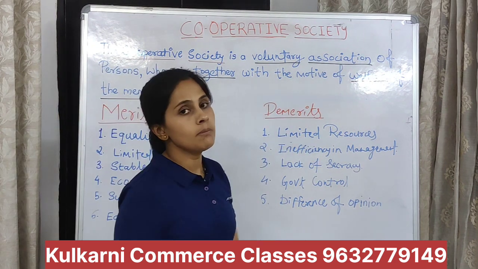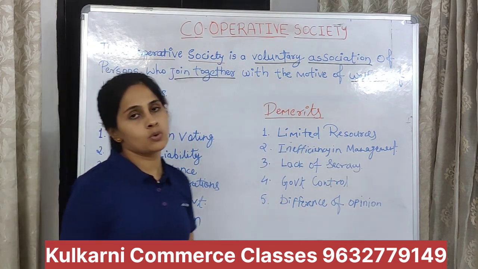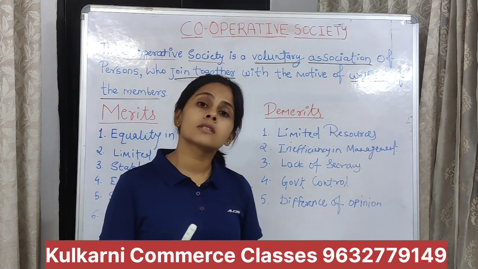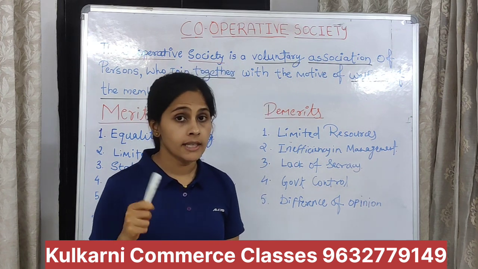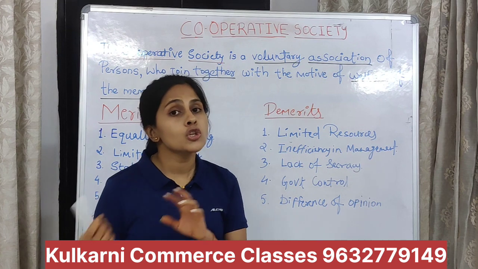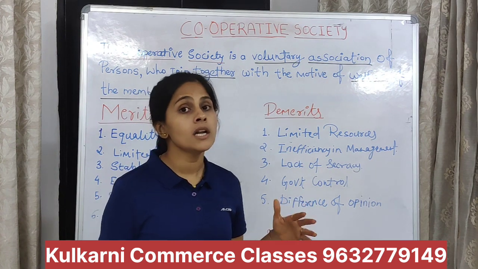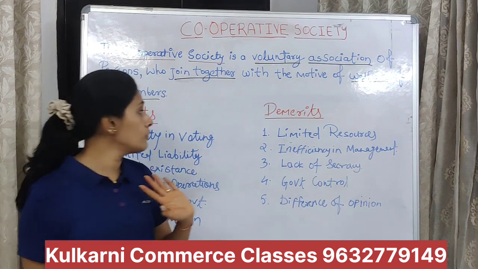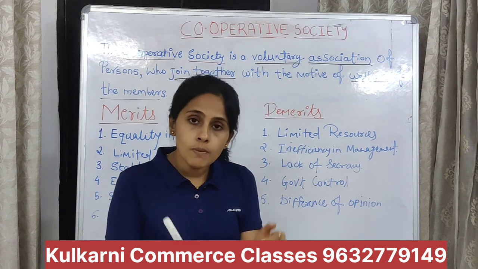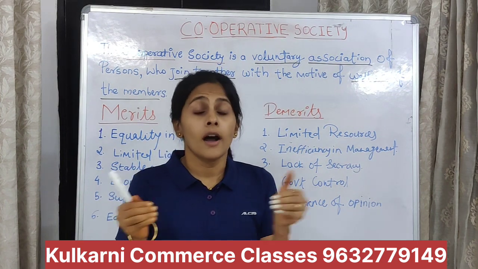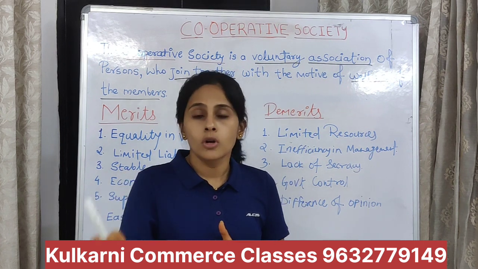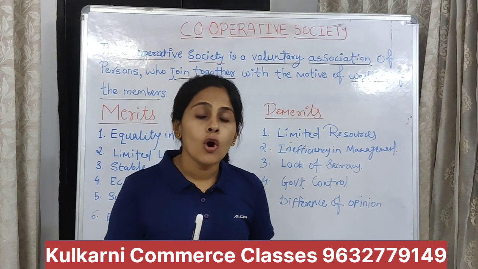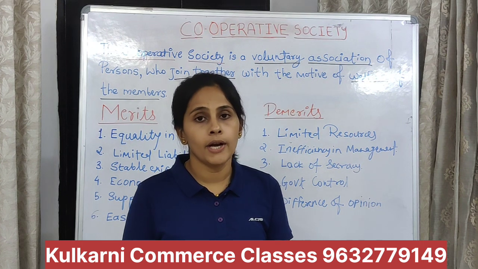Next point is demerits. In demerits, limited resources. Again, as I have explained in my previous classes, limited resources compared to joint stock companies. But in case of partnership firms or sole proprietorship, the resources were less than the cooperative society. Understood? So while explaining limited resources, you have to write that the cooperative society has access to limited resources compared to a joint stock company. Understood? They cannot access more capital compared to a joint stock company.